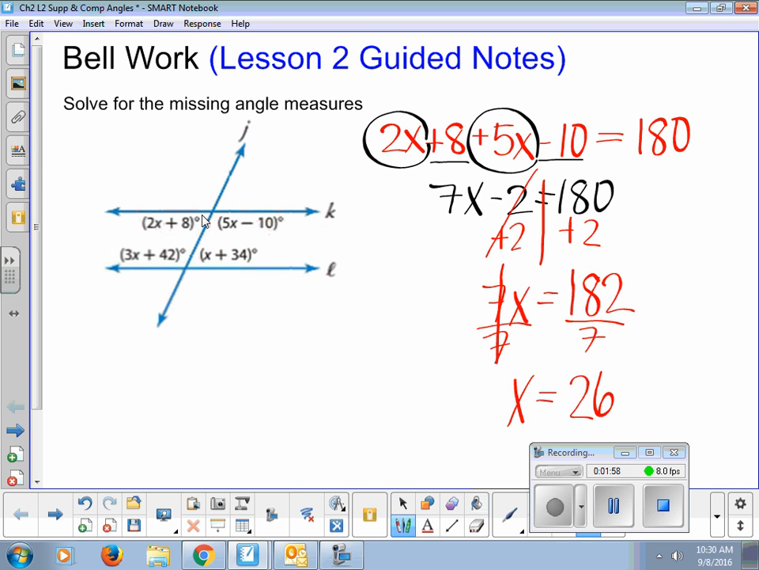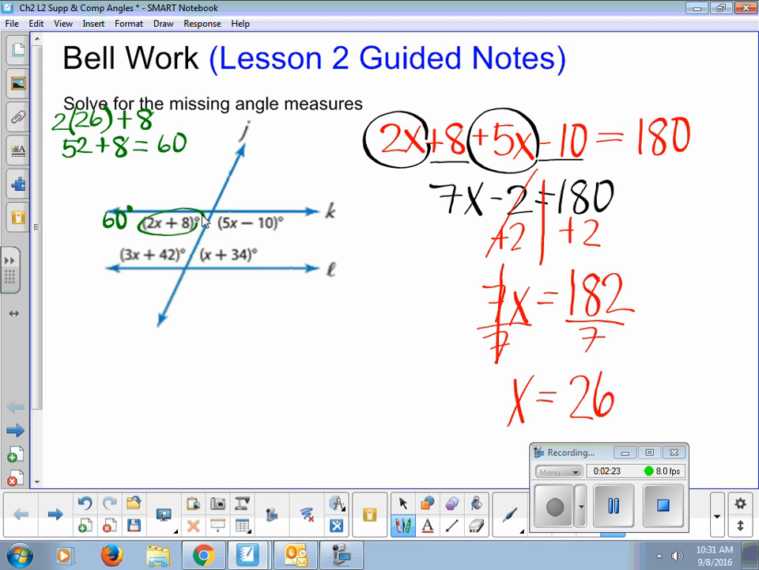The question did not ask us just to find x. They want to know our angle measures. So this angle right here, 2x plus 8. Instead of x, I'm going to plug in 26 and I will add 8. What is 2 times 26? 52, and then when I add 8, I get 60. So the measure of this angle right here is 60 degrees.